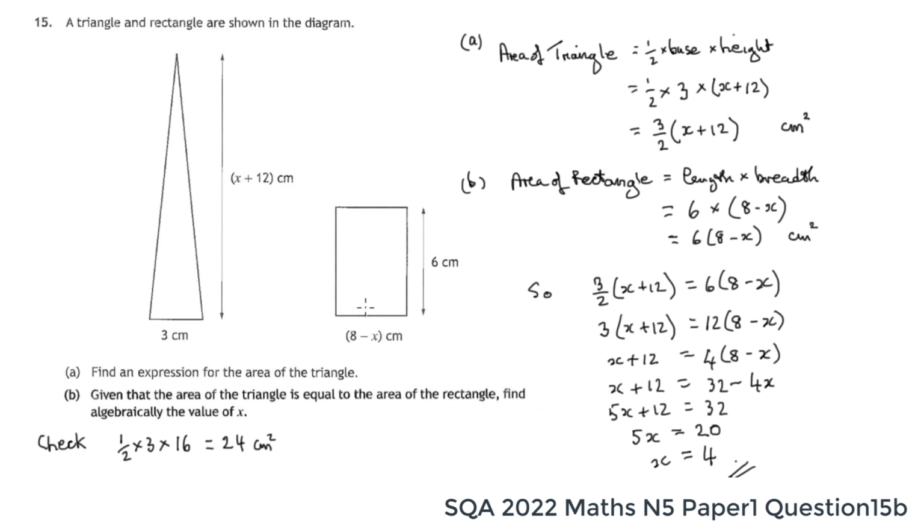Let's look at this rectangle. It was 6 times 8 minus x. Now x is 4, 8 minus 4 is 4. So that'll now be 6 times 4, which again is 24. So there's a wee check that indeed both the areas are the same when x is 4. So we do have the correct answer.